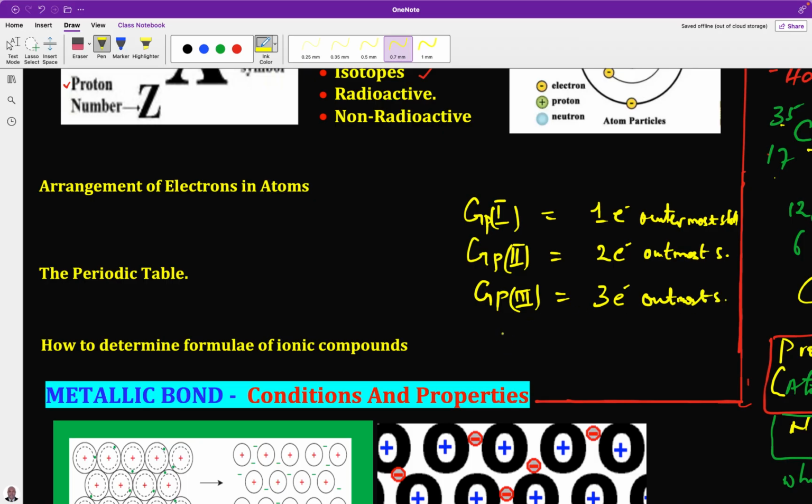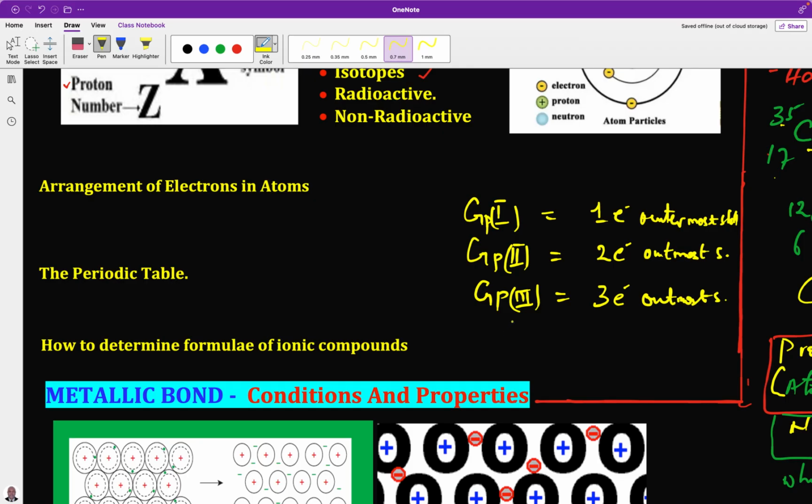In that order, group 4 elements will have 4 electrons in the outermost shell. Group 5 elements will have 5, and group 6 elements will have 6. Group 7 elements, which are the halogens, will have 7 electrons. And the last group, group 0 or group 8, the noble gases or inert gases, will have 8 electrons in the outermost shell. That is how the periodic table is arranged.